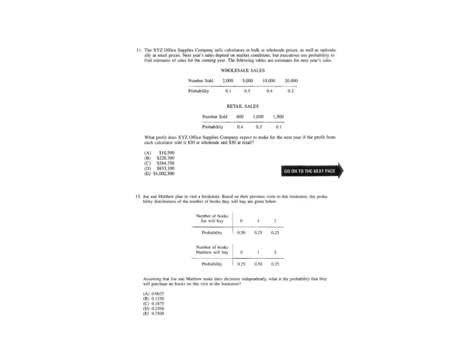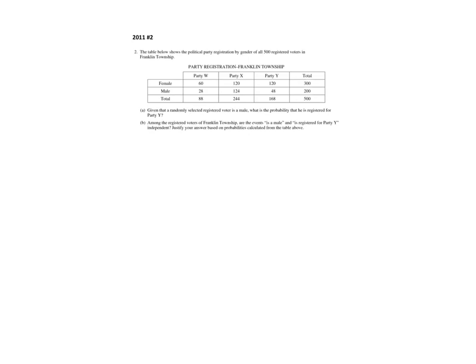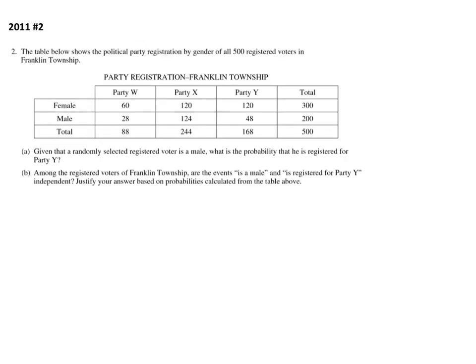Okay, next we are going over to 2011, number 2. The table below shows the political party registration by gender of all 500 registered voters in Franklin Township. Given that a randomly selected registered voter is a male, what's the probability that he is registered for party Y? So, probability of Y, given that we know he's male.